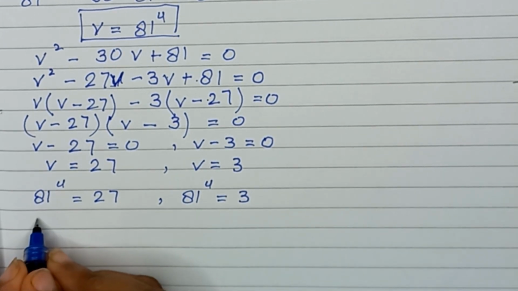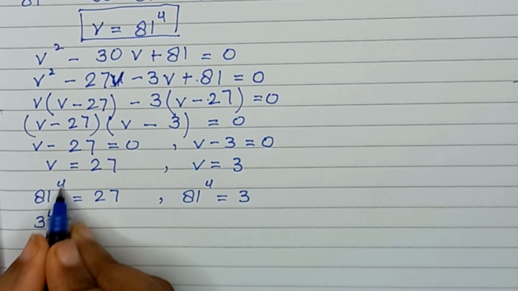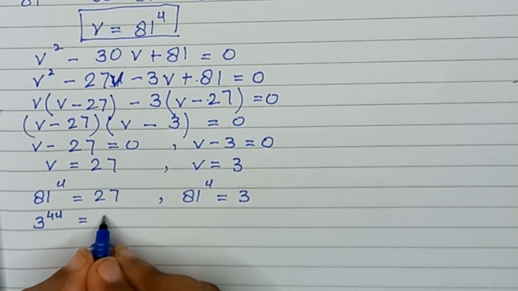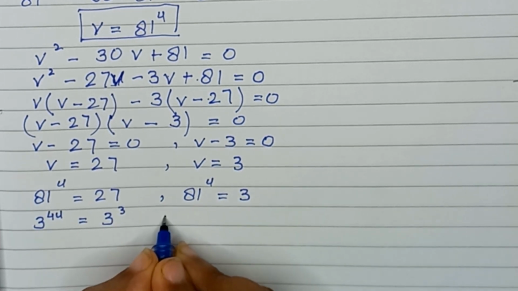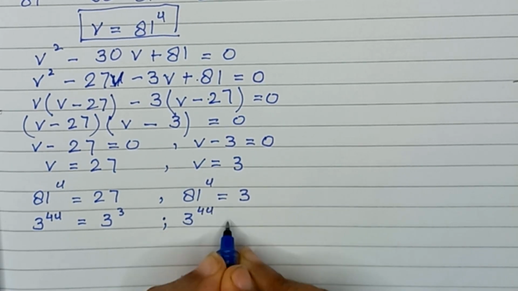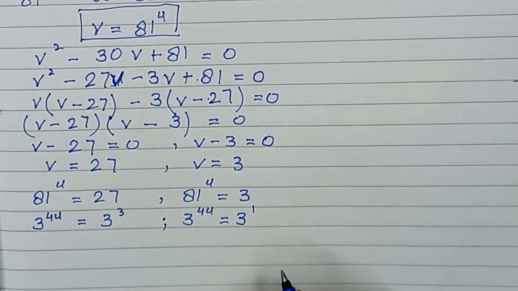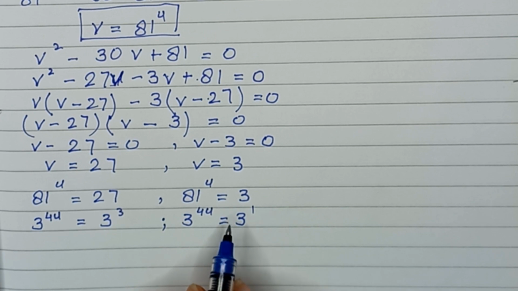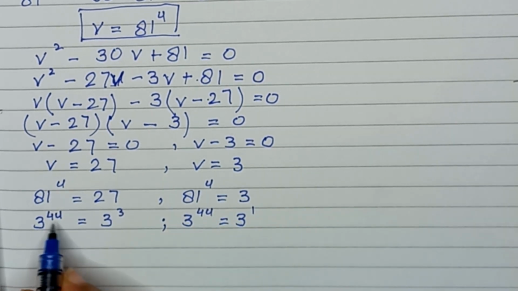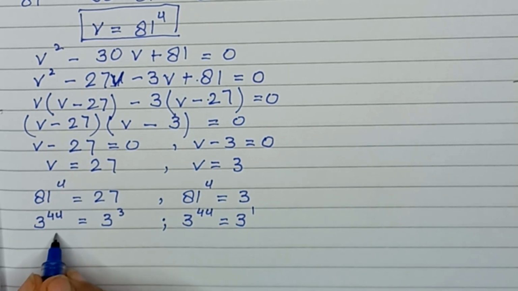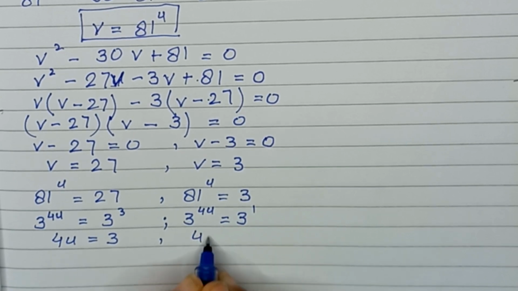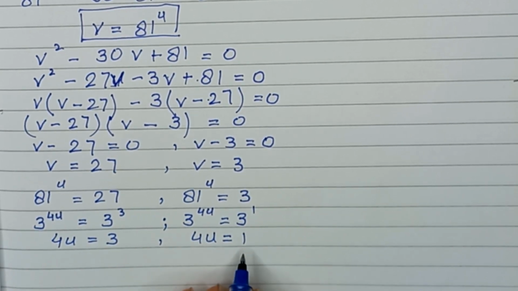And 81 is the same as 3 raised to the power 4, and this power will become 4u, which is equal to 27, which is the same as 3 raised to the power 3. And here again, 3 raised to the power 4u is equal to 3, which is the same as 3 raised to the power 1. So the bases are the same in both cases, so we will equate the powers. From here 4u is equal to 3, and here 4u is equal to 1.